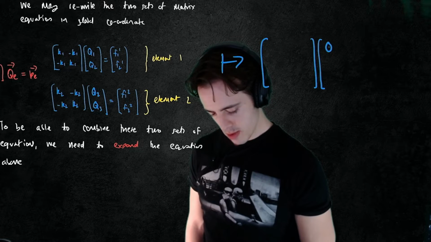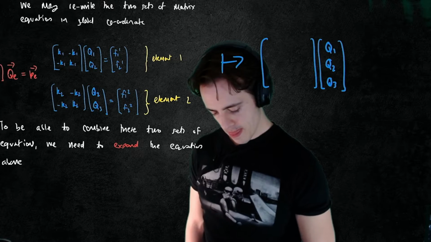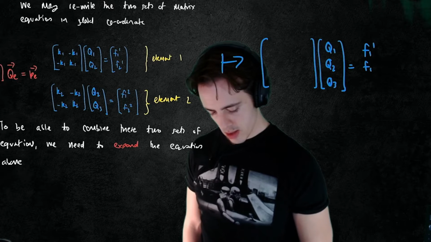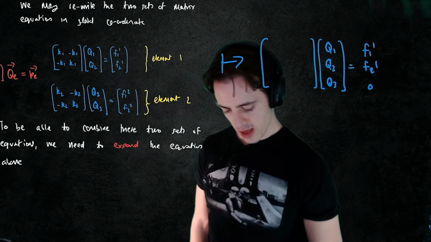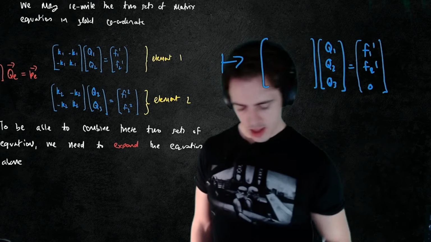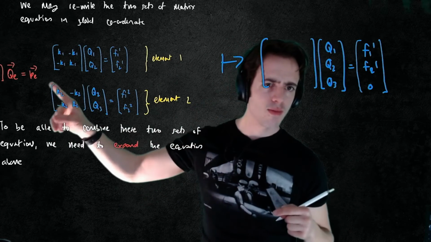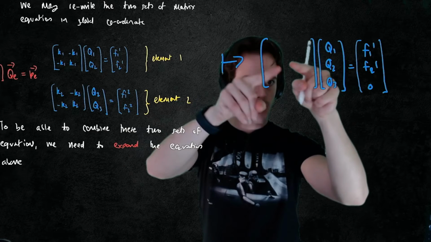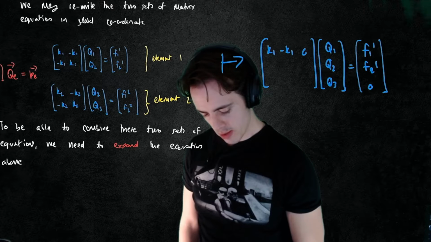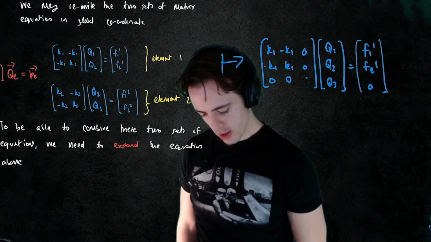So this is going to become Q1, Q2, and Q3 is equal to F1,1, F2,1, and it's going to be nothing because we're just adding it. We haven't got anything to populate the right hand side with on here. And our previous 2 by 2 goes into the upper 2 by 2 here, and everything else is 0. So we have K1, minus K1, 0, minus K1, K1 and 0, 0, 0, 0.